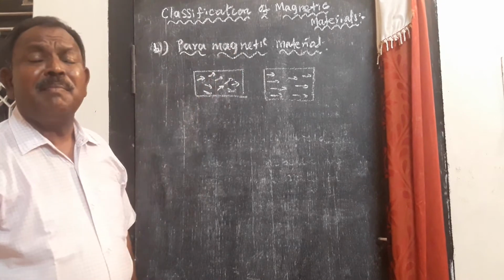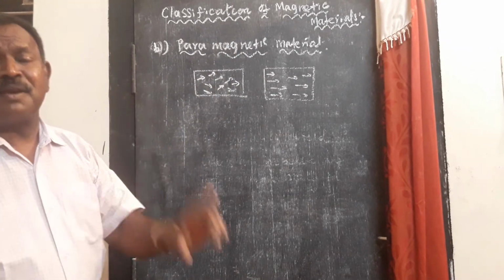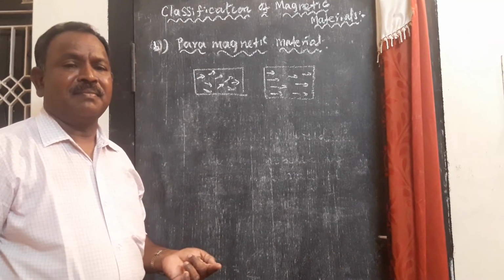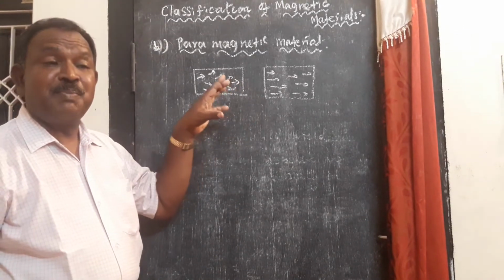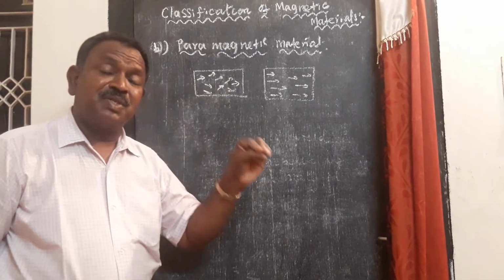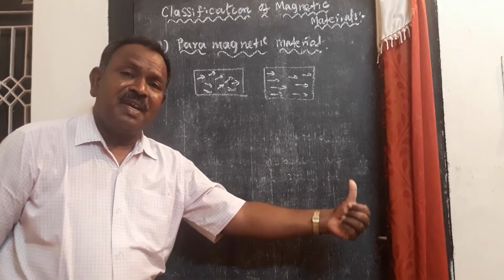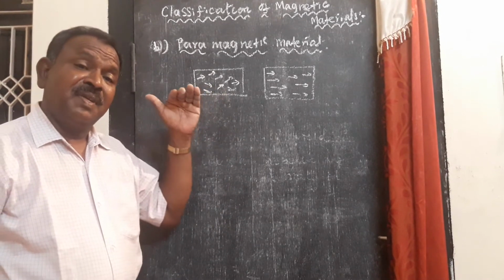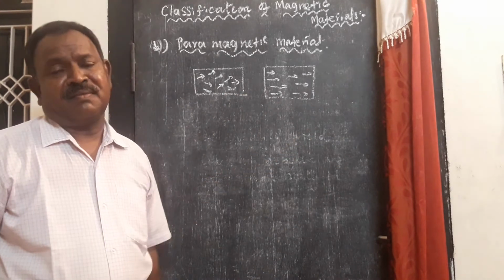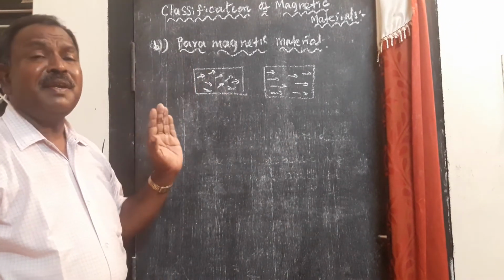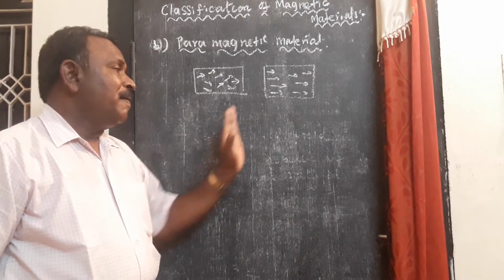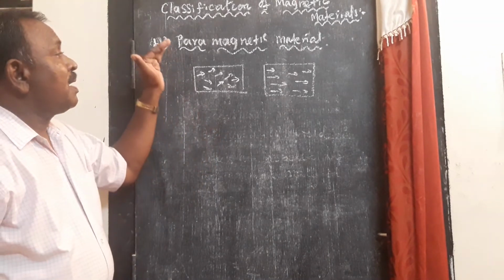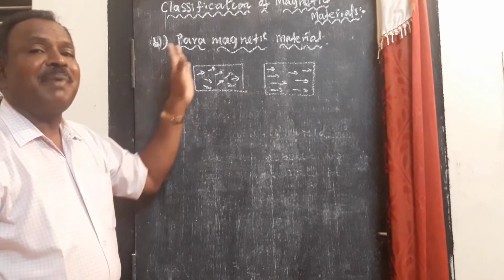When the same paramagnetic material is kept in a non-uniform magnetic field, this magnetic material will experience a force which will make it move from the weaker region to the stronger region. In the earlier case we have seen it moves from the stronger region to the weaker region. But here this paramagnetic material moves from the weaker region of the external magnetic field to the stronger region. This tells that the external magnetic field attracts the paramagnetic material.